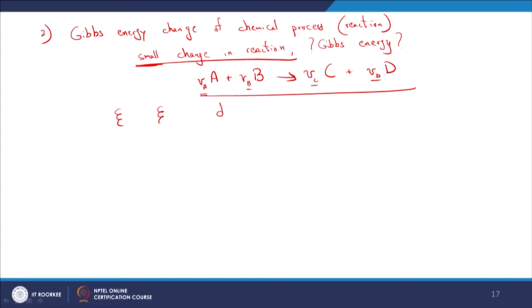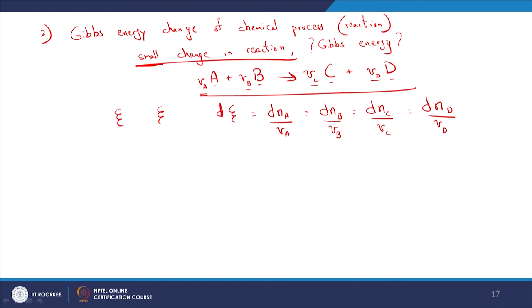So for a small change in the reaction, I want to be able to equate that to the change in moles of compounds A, B, C and D. So how do I do that, because I am still missing a few terms. Obviously, as people are aware, we can normalize that by looking at the stoichiometric coefficients.